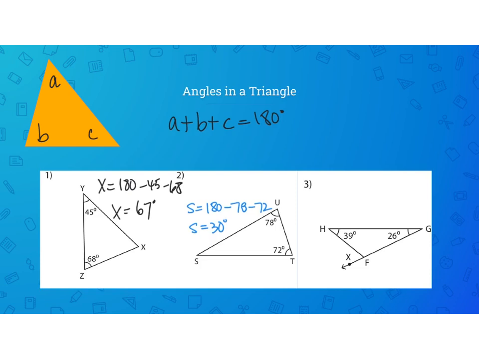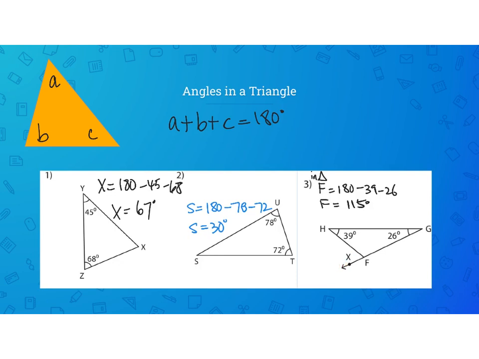In our final example, it's a little bit different because we're finding this outside angle. But if we know this inside angle, and we know they're both on this straight line, then we can find the outside one. So I'm going to find out this inside angle first. So we know that f here is equal to 180 for the whole triangle minus 39 for h minus 26 for g. So we get f equals 115.